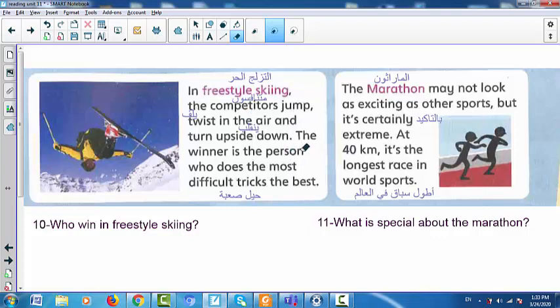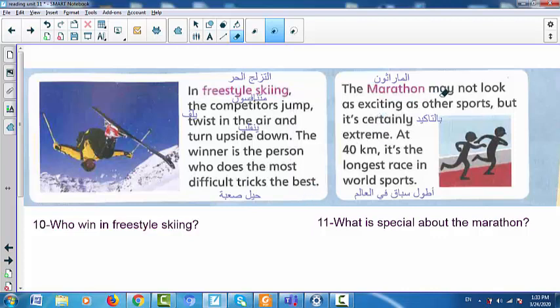The last two sports here. In freestyle skiing, the competitors jump, twist in the air and turn upside down. The winner is the person who does the most difficult tricks the best. تزلج حر طبعا فيها قفز والتفاف في الهواء وتشقلب. أكثر شخص يقوم بحيل صعبة بيكون هو الأفضل.